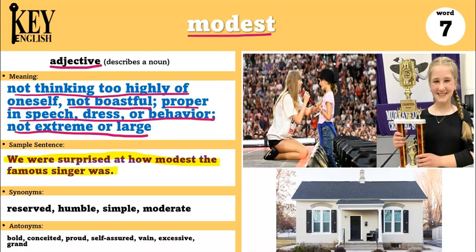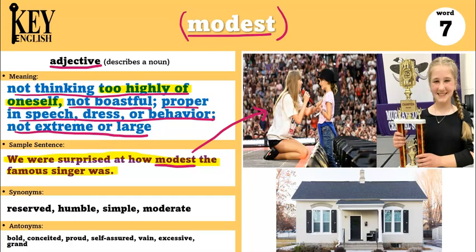So when you think about someone like a famous singer or a famous actor, you might think that they think very highly of themselves. They think that they are the best, that they are amazing, and that's not a very good quality to have. But in this sentence, they're saying that the singer was actually modest. They didn't think that they are the best or that they're amazing. They were modest. They were very kind and nice and normal. So you can use this word modest to describe somebody like that.